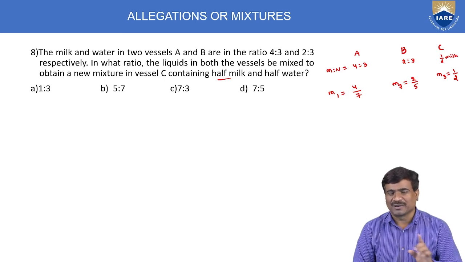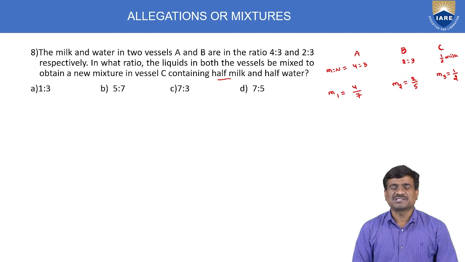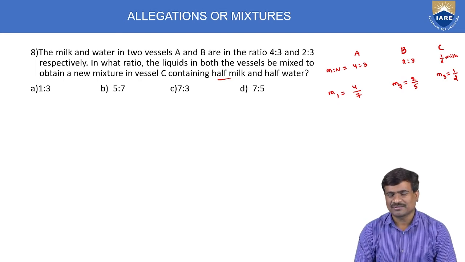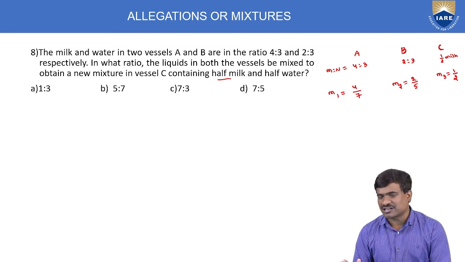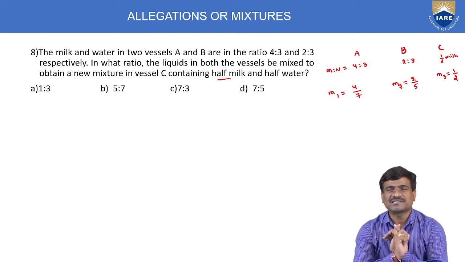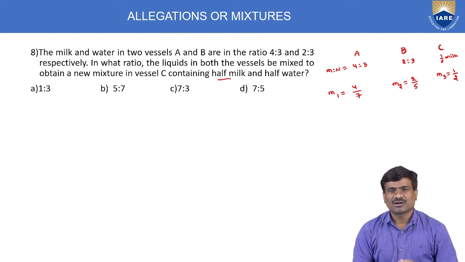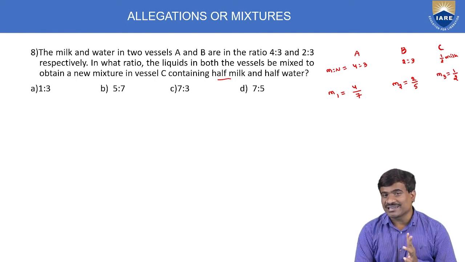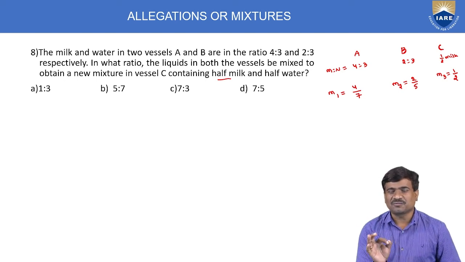Then consider only milk. General procedure: A container, B container, C container. Cost price of A container, cost price of B container, cost price of C container. Cost price of milk in A container, 4 by 7 liters. 1 liter is 1 rupee, so 4 by 7 liters is 4 by 7 into 1, 4 by 7 rupees.